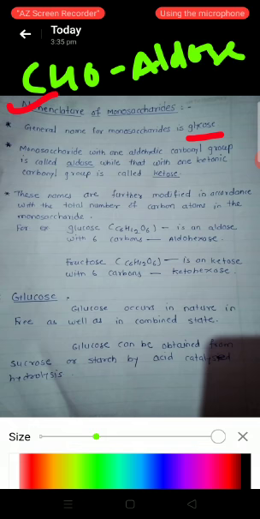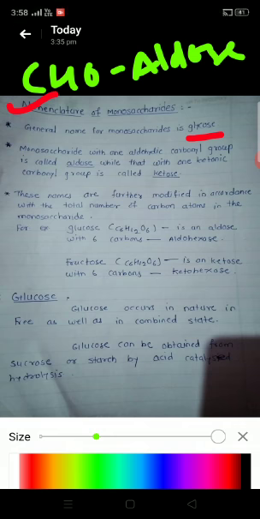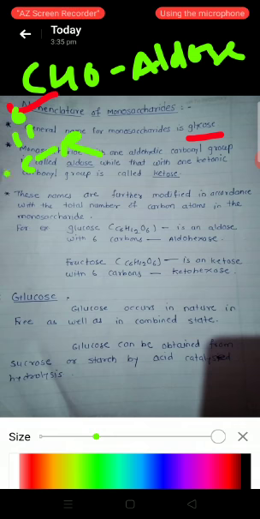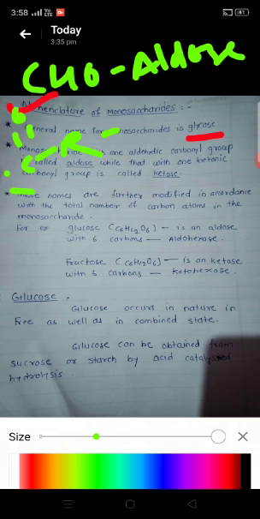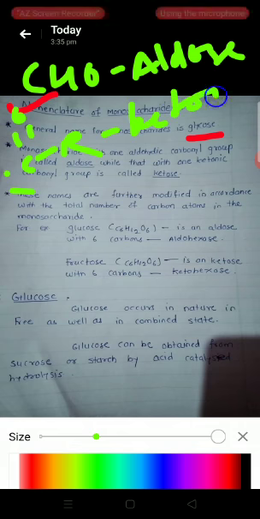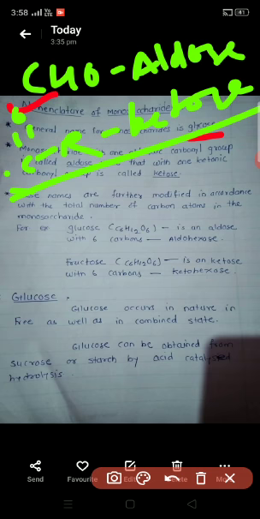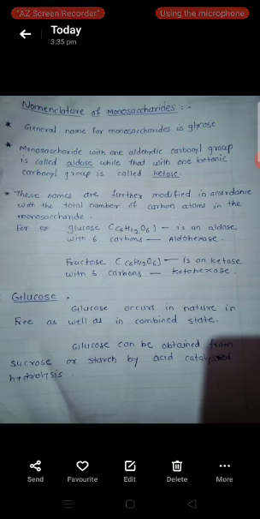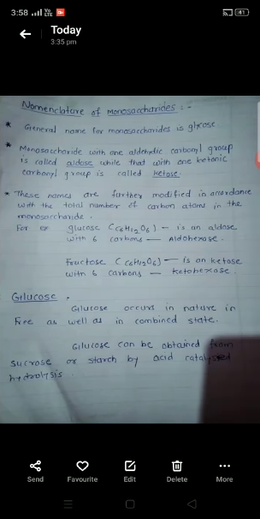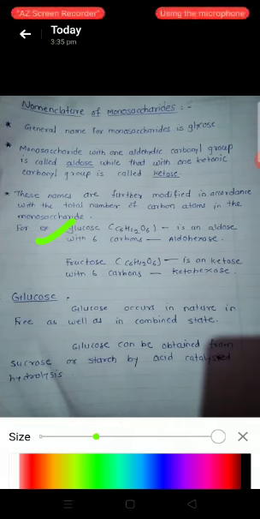And the monosaccharide with one ketonic group is called ketose. These names are further modified according to the total number of carbon atoms in the monosaccharide. See here the example of glucose.